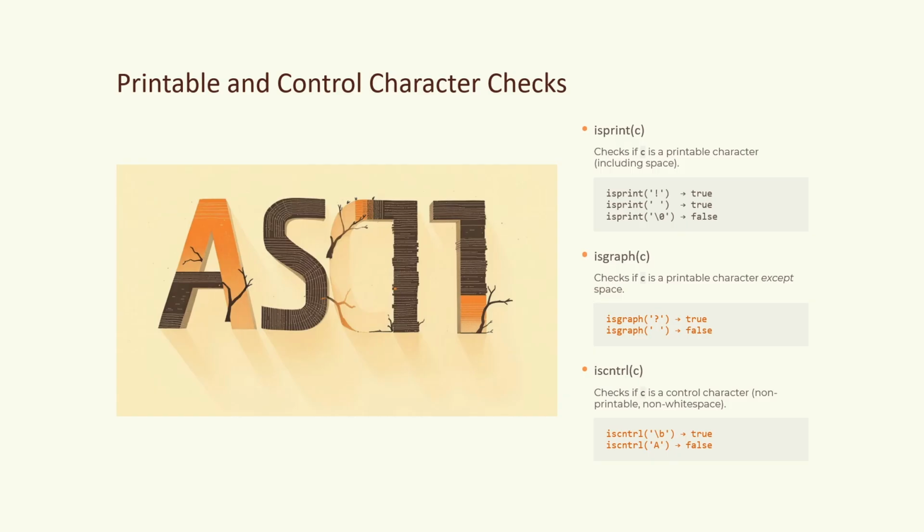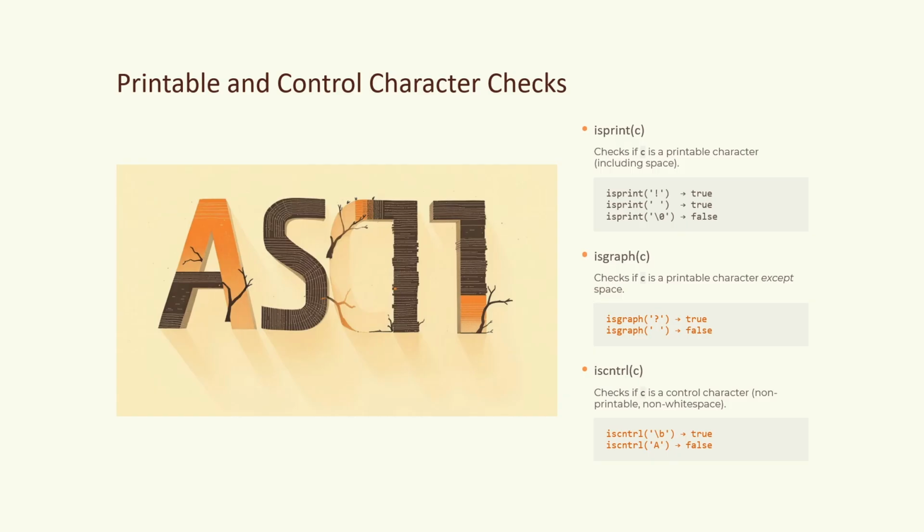The first function is isPrint of C. It checks if C is a printable character, including space. The next function is isGraph of C. It checks if C is a printable character except space. The next function is isCntrl of C. It checks if C is a control character, non-printable or non-white space.